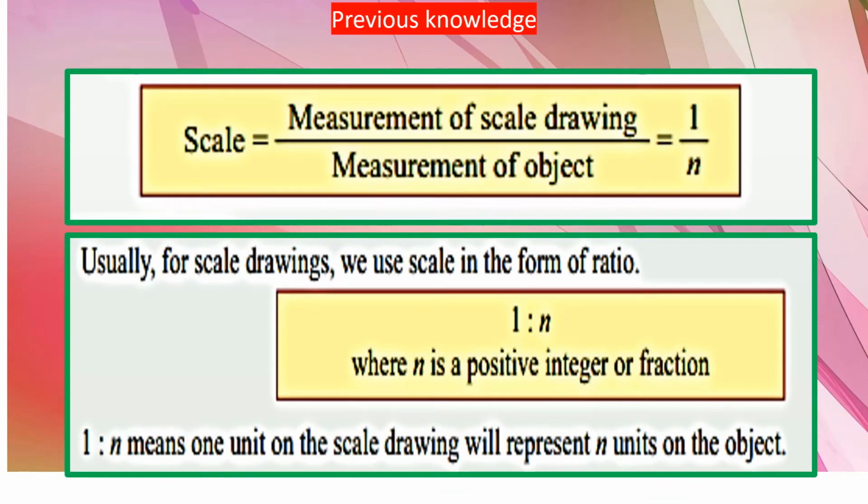Okay, so this is the previous lesson. You can remember the formula of scale, which is the measurement of scale drawing divided by measurement of object, or D divided by O, right? So your scale must be in the form of ratio, which is 1:n. Okay, where 1 unit on the scale drawing will represent n units on the object. And the 1 represents the drawing, and the n number here represents the object.